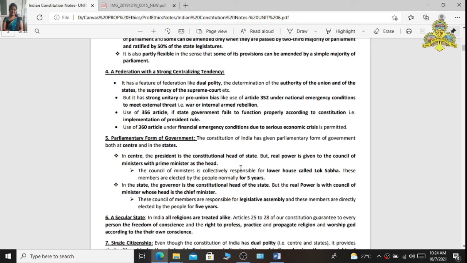ಸೆಂಟರ್ ಅಲ್ಲಿ ಫಾರ್ಮ್ ಆಗೋ ಗವರ್ಮೆಂಟ್ ಏನಂತ ಕರೀತಾರೆ, ಲೋವರ್ ಹೌಸ್ ಆರ್ ಲೋಕಸಭಾ. In the state, governor is the constitutional head of the state, but the real power is vested with the councils of ministers whose head is the chief minister. Rajya Sabha and these councils of ministers, they are responsible for the formation of Rajya Sabha or the upper house. State ಅಲ್ಲಿ ಫಾರ್ಮ್ ಆಗೋ ಗವರ್ಮೆಂಟ್ ಏನಂತ ಕರೀತಾರೆ, ರಾಜ್ಯ ಸಭಾ or upper house.